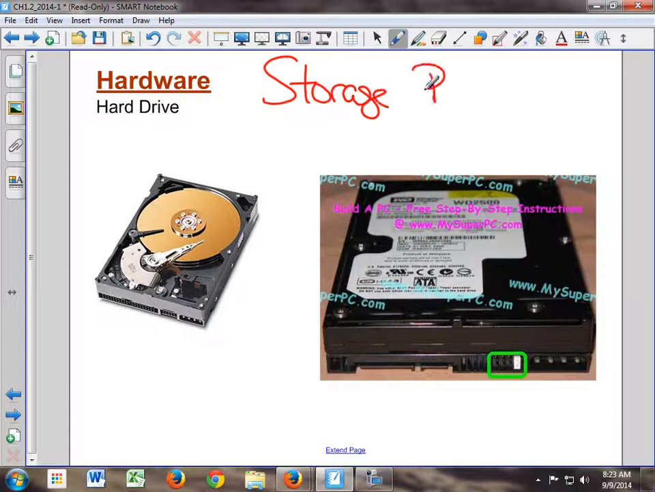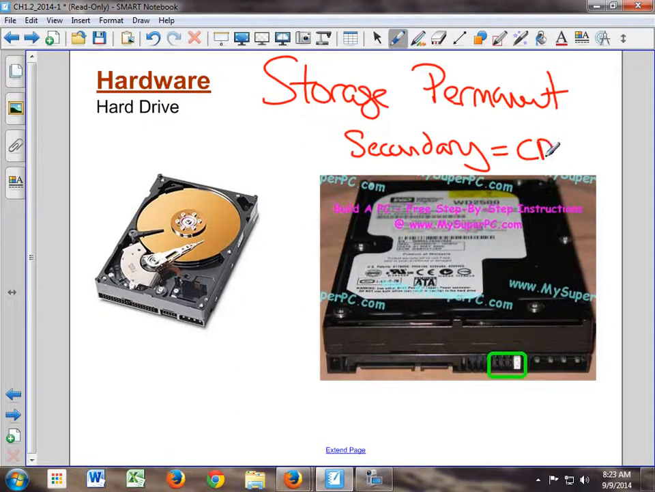It's permanent storage, meaning that you have to delete it, it has to be erased. Power changes don't make things go away. But it's also called secondary storage because it's secondary to the CPU. The CPU doesn't want to store things there. It only wants to store things in RAM. I don't know if I said that.